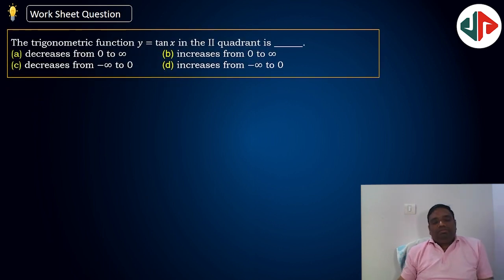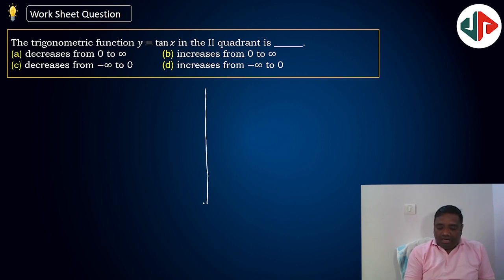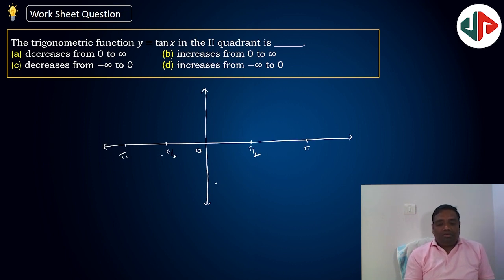This is a direct question. The trigonometric function y is equal to tan x is in the second quadrant. When you construct the graph of the function, the tan function is always an increasing function only. Tan function is always an increasing function. Yes or no? Anywhere you take, it is always increasing.